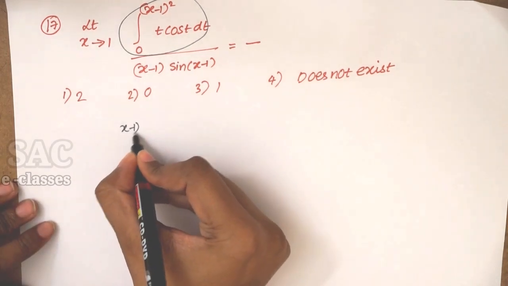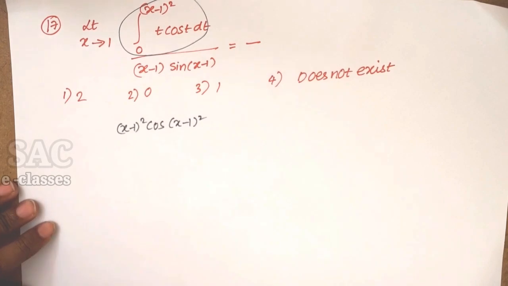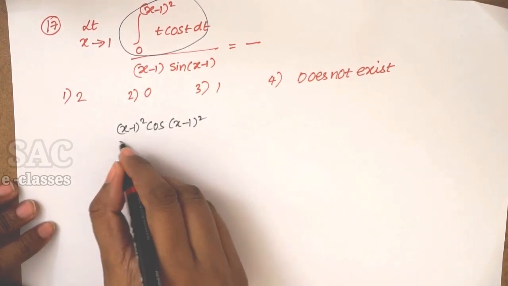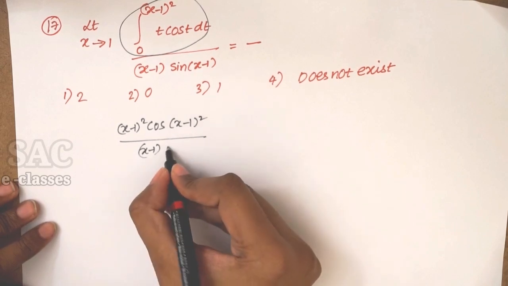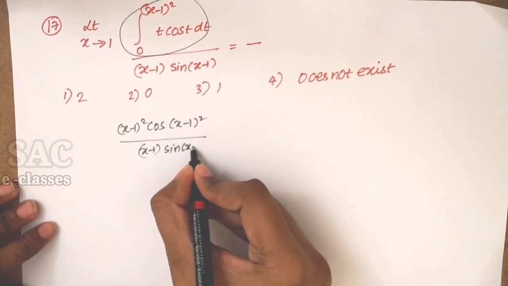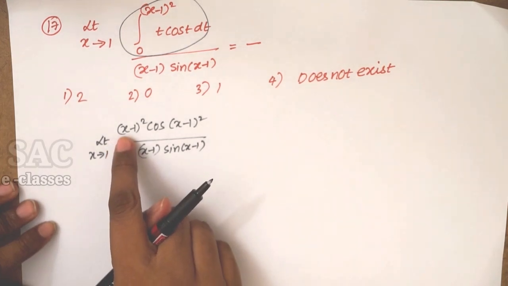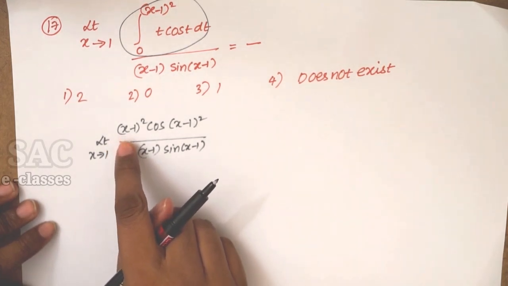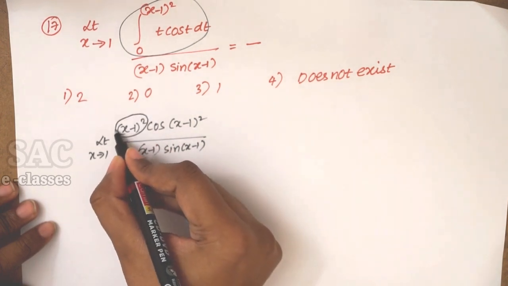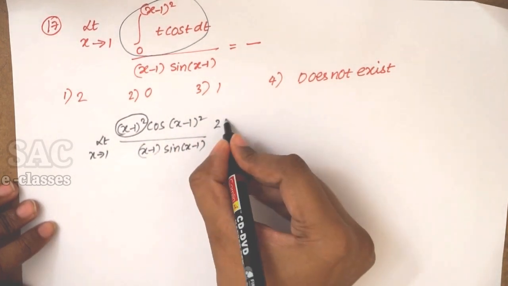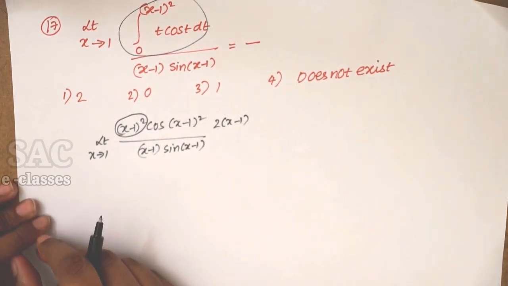So (x minus 1) whole square into cos of (x minus 1) whole square by (x minus 1) into sin of (x minus 1). Maybe if you apply the limit here, what will happen? Moreover, the differentiation of this is 2 into (x minus 1); the inner function you have to find out with respect to x.